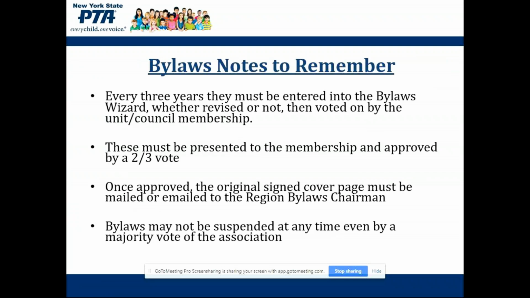Notes to remember about bylaws. Every 3 years, they must be entered into the bylaws wizard, whether revised or not, then voted on by the unit or council membership. Now, council bylaws are done by an instructed vote of the member units. Unit bylaws must be approved by 2/3 of the membership at a general membership meeting.